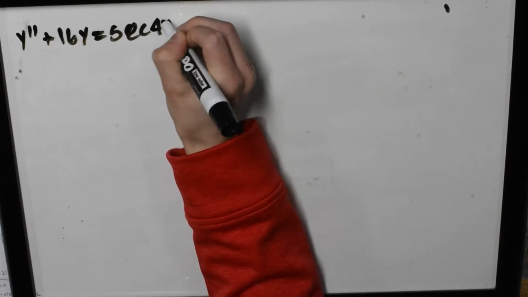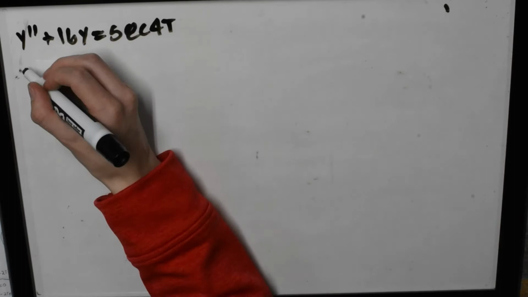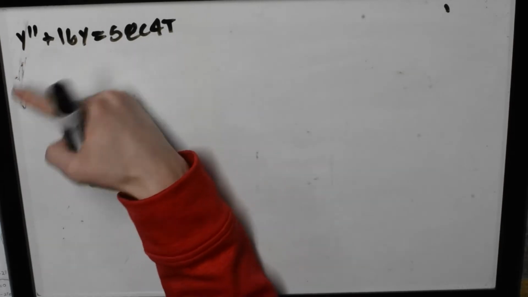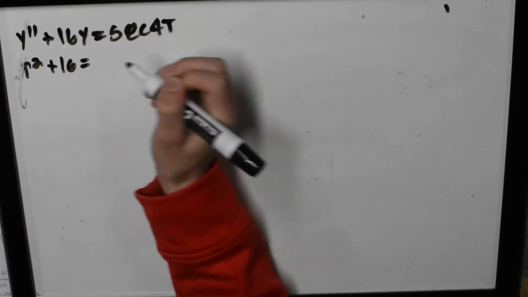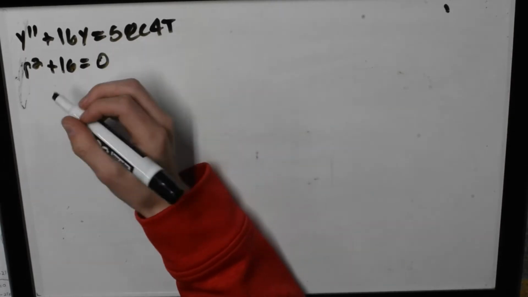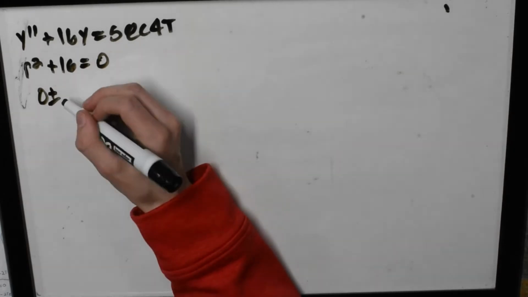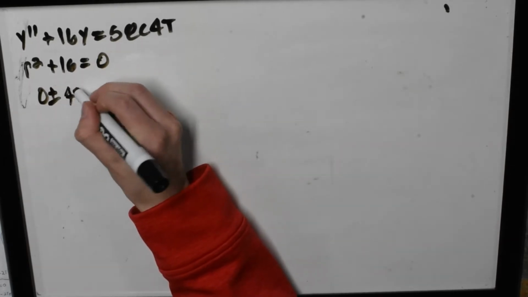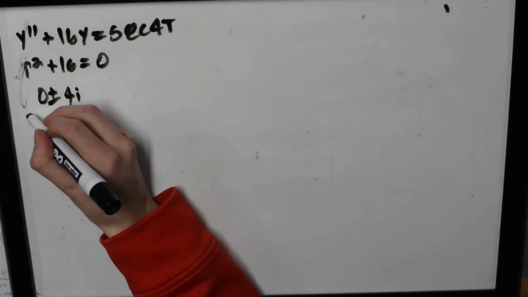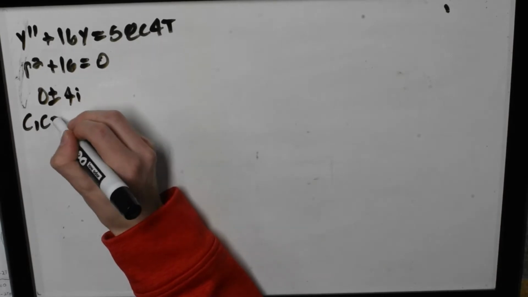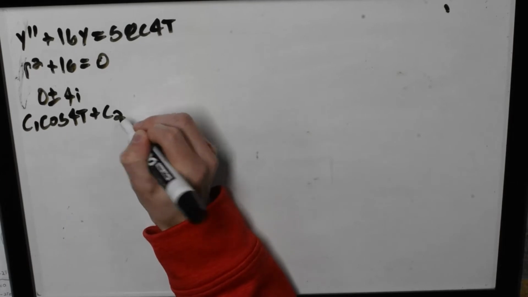Well, the first step to any of these problems is to solve the homogeneous equation. So we're going to get r squared plus 16 is equal to 0. You use the quadratic formula and you'll end up getting a complex number, 0 plus or minus 4i. Not too bad. Okay, and the homogeneous solution to this would be c1 cosine 4t plus c2 sine of 4t.